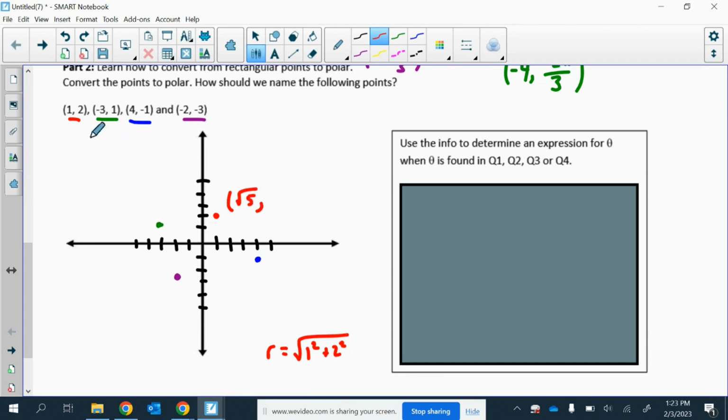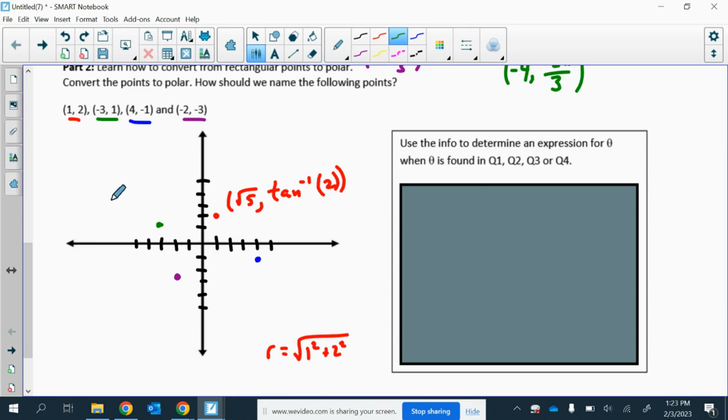And then theta, well, this is not a nice number, so it's not like I'm going to end up with pi sixths or pi thirds or something that we have memorized. So what I'm going to do is say this is the arctangent of y over x, and we would just leave it as arctangent of 2.